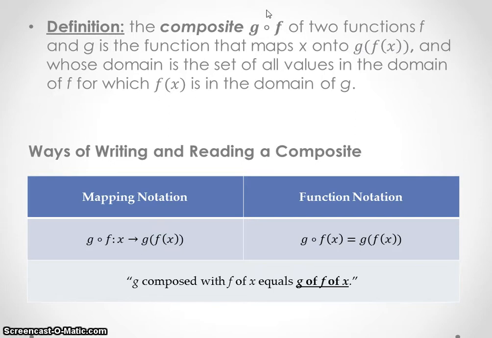You take f first and then put it into g. So if you want to think about it, it works inside out or backwards, is kind of how we do it. And then it says, and whose domain is the set of all values in the domain of f for which f of x is in the domain of g. So remember, we spent a lot of time talking about domain and range, but domain more importantly because it's what you're allowed to put into our functions. There's certain things you cannot put into every function, so we just need to decide what we're allowed to put in there. Okay, so we'll worry about that a little bit later.